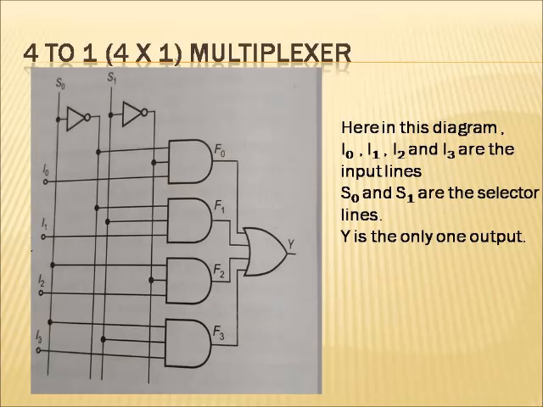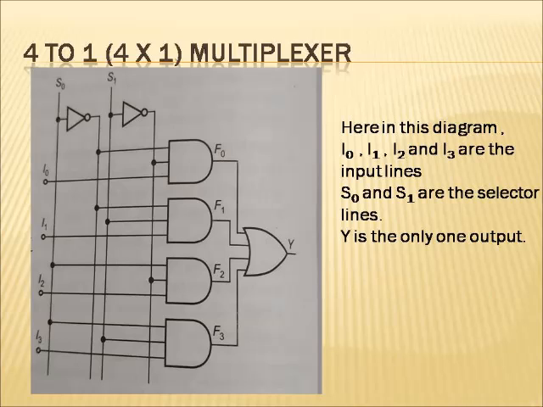Here in this diagram you can see a 4-to-1 multiplexer. A 4-to-1 multiplexer means this multiplexer has 4 input lines and it can produce one output line. Here you can see that I0, I1, I2, I3 are the 4 input lines and Y is the only one output line. S0 and S1 are the 2 selector lines.